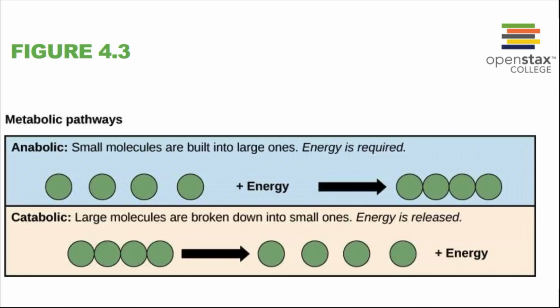There are two kinds of metabolic pathways, anabolic and catabolic. Anabolic pathways are those that require energy to synthesize larger molecules. Catabolic pathways are those that generate energy by breaking down larger molecules. Both types of pathways are required for maintaining a cell's energy balance.